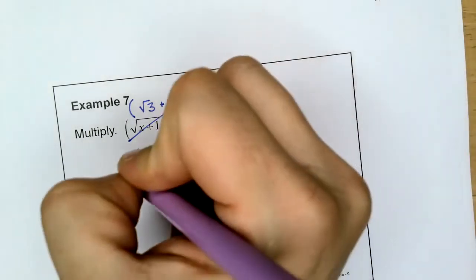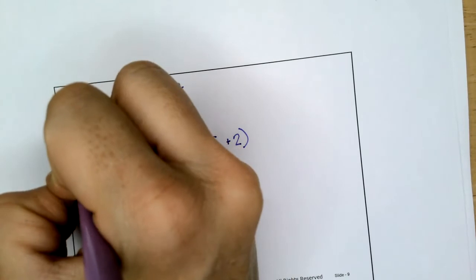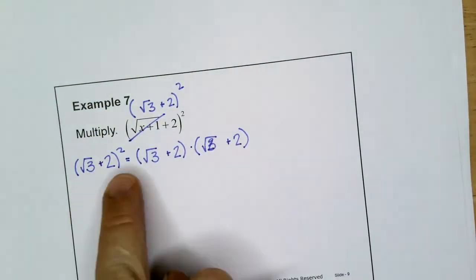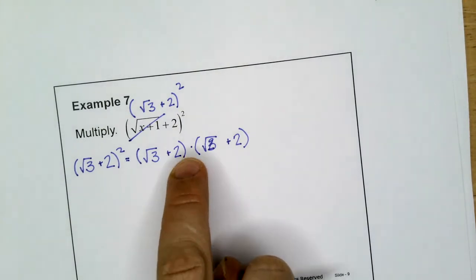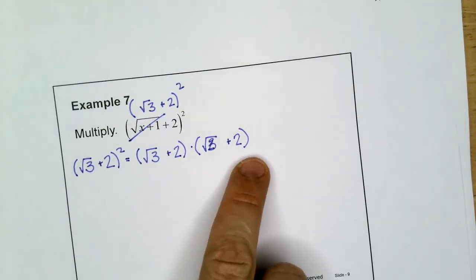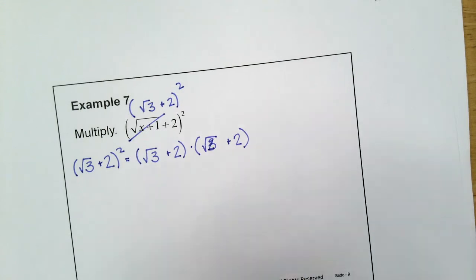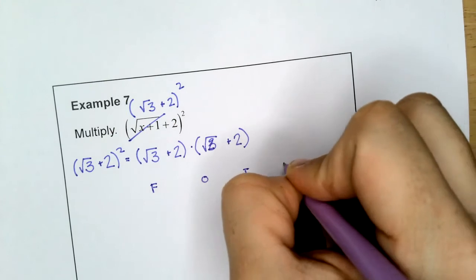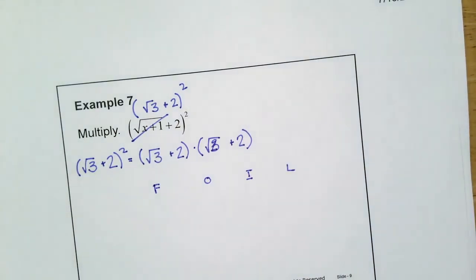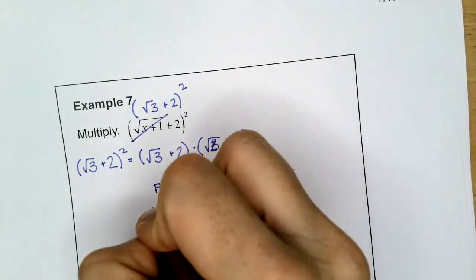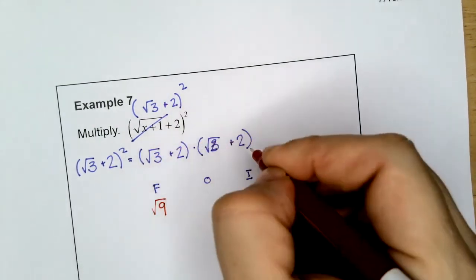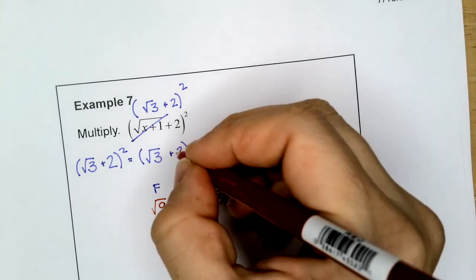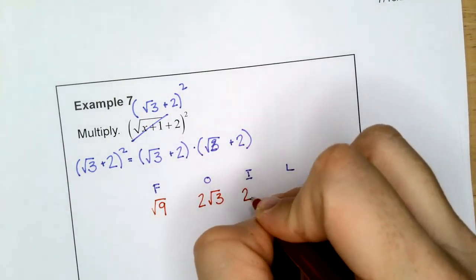Okay, so just so we're clear, (√3 + 2) squared is (√3 + 2) times the quantity (√3 + 2). Good. So we're just going to FOIL this out. √3 times √3 is √9. √3 times 2 is 2√3. 2 times √3 is 2√3.